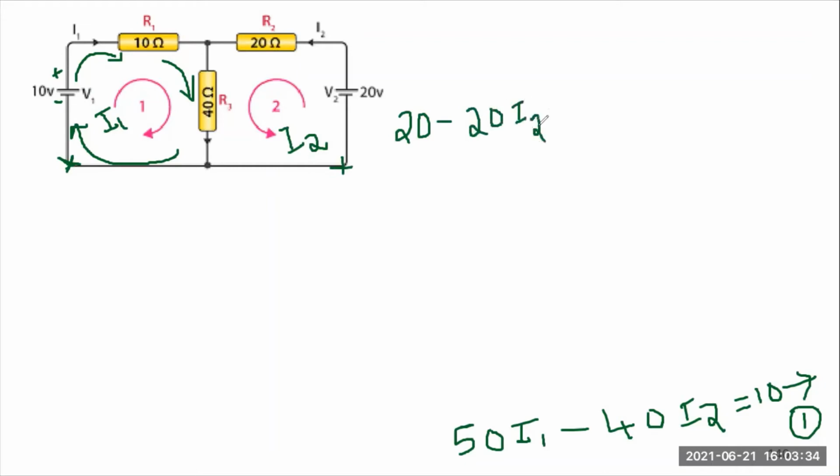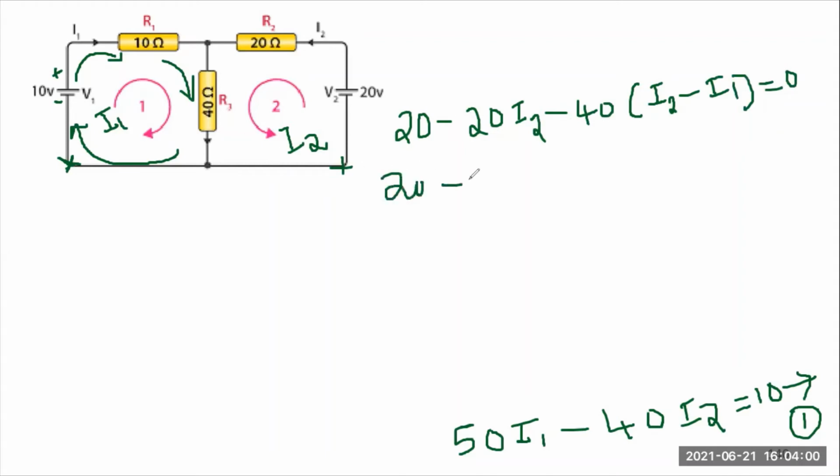20I2. Then you know that the 40 ohm resistor is a common branch which is applicable for loop 1 and loop 2. Therefore, while writing the voltage drop, you need to take care. 40 into I2 minus I1, that is equal to 0. Now it becomes correct because it's a common branch.